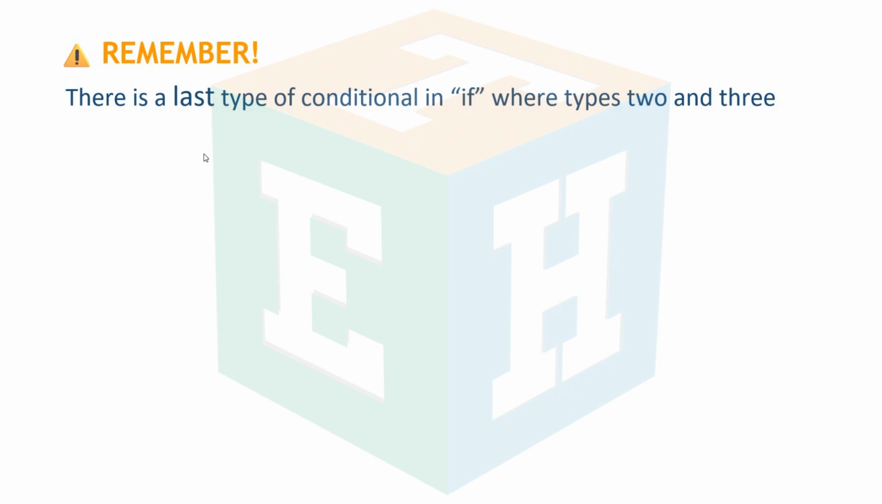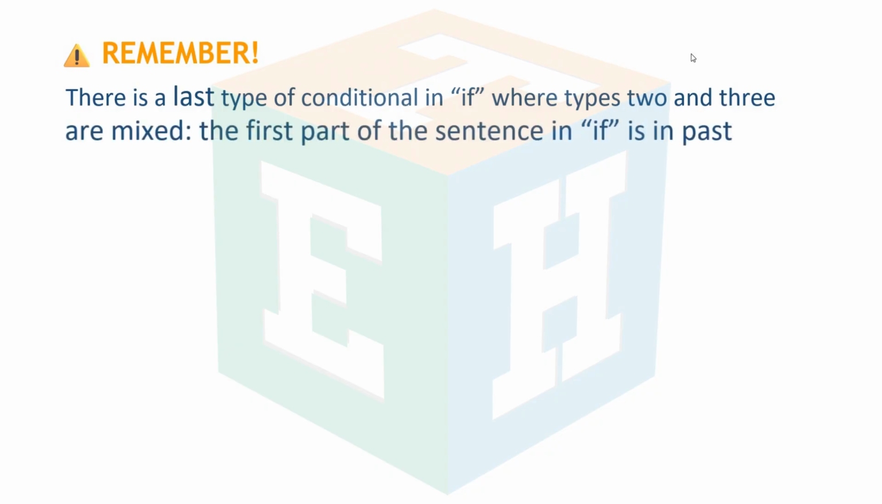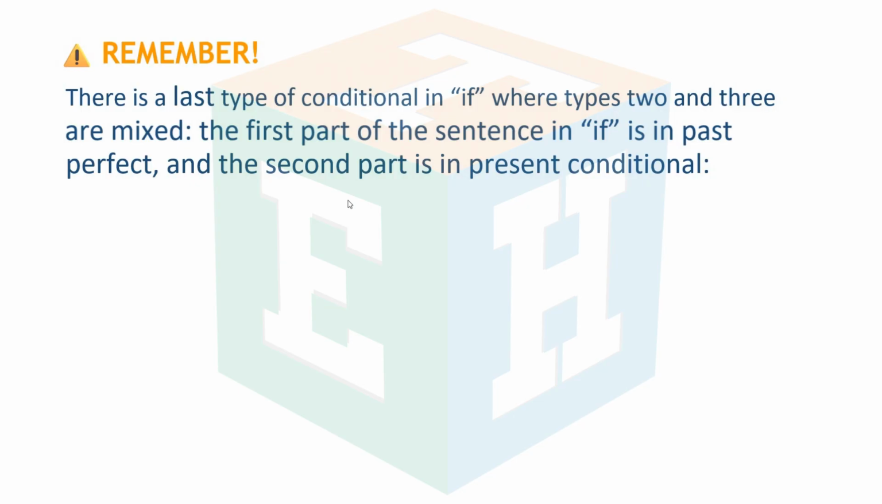Remember, there is a last type of conditional in if where types 2 and 3 are mixed. The first part of the sentence in if is in past perfect and the second part is in present conditional. If plus past perfect plus present conditional.